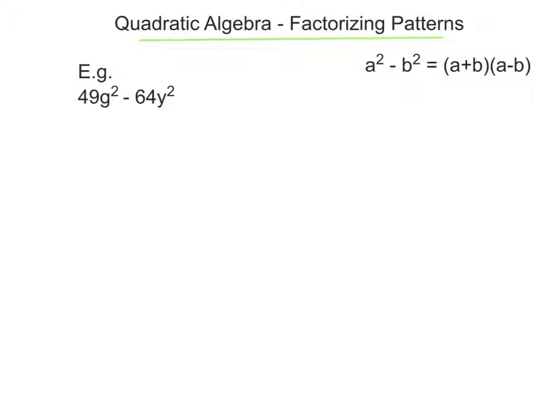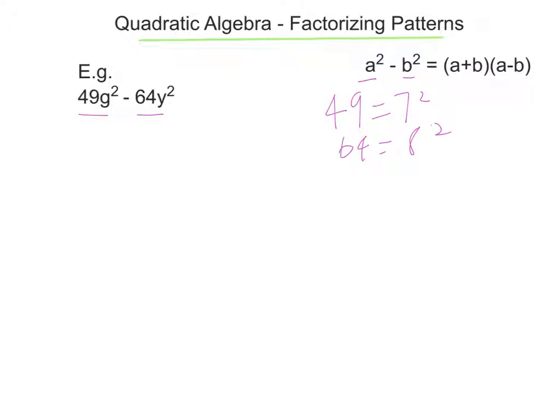In this next example, it looks a bit messier because we've got numbers and letters in each term. There's a 49g squared and a minus 64y squared. And what we really need is a squared and b squared. We just need something squared minus something squared. The trick around this is to make a bracket that is actually squared. So if I look at 49, it's actually 7 squared. And 64 is actually 8 squared.